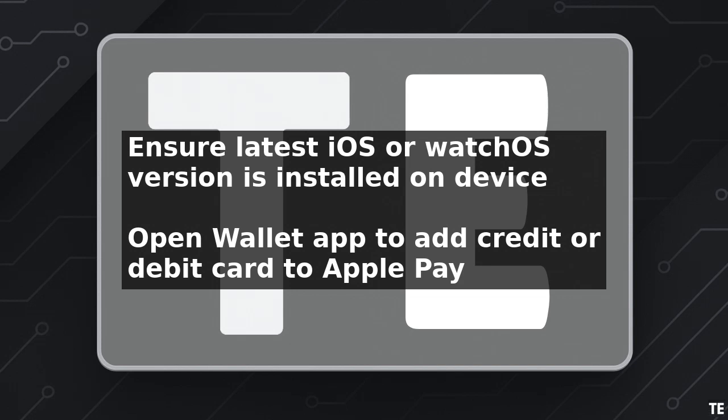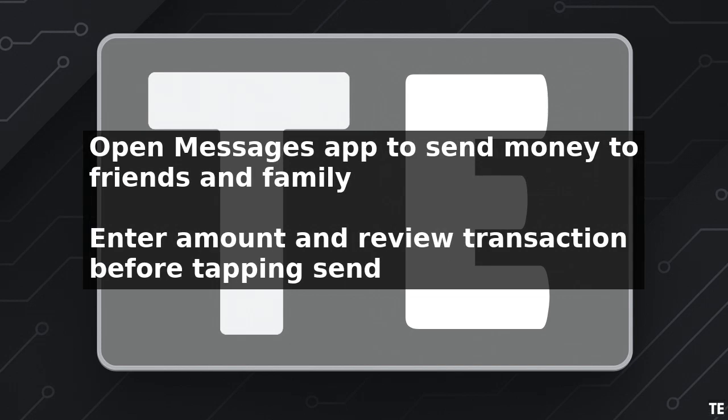Once you have a card added, you can transfer money to friends and family using the Messages app. Open the Messages app and start a new conversation or open an existing one with the person you want to send money to. Tap the App Store icon in the message bar. Then tap the Apple Pay icon. Enter the amount you want to send and tap Next. Review the transaction, including the amount and the card you are using. Then tap Send.